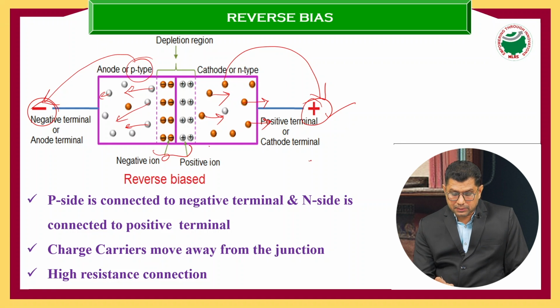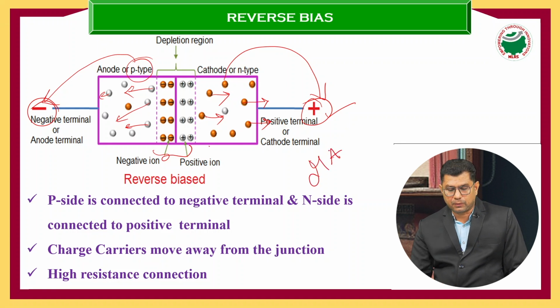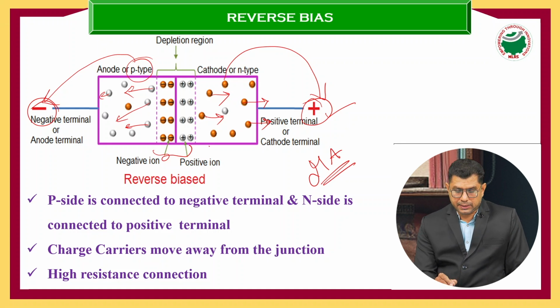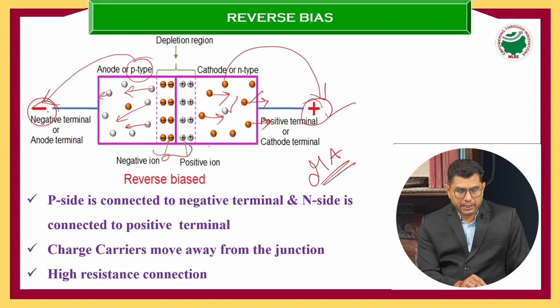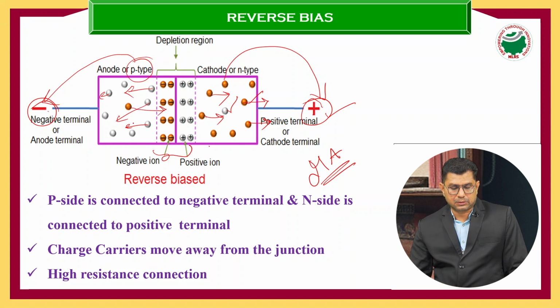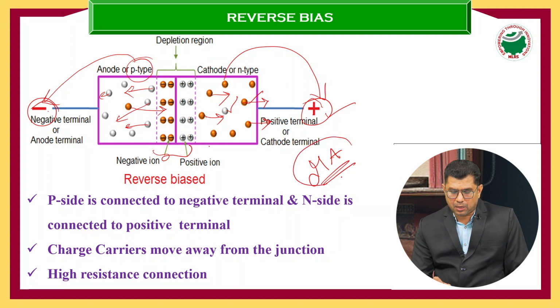In reverse bias, microamperes of current will flow. Why microamperes of current flow? In the reverse bias, this positive terminal attracts the electrons, but repels the minority charge carriers, they are called holes. Similarly, here the negative terminal repels the minority charge carriers, electrons. So minority charge carriers will cross the junction. That's why a small amount of current, usually called leakage current, in microamperes will flow.